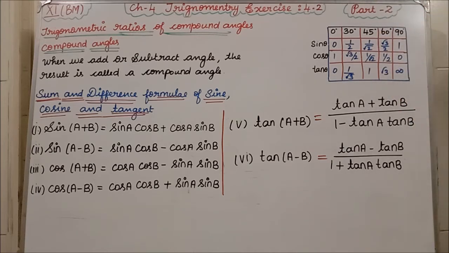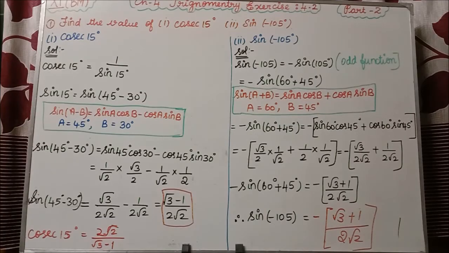You should not have to write it out and say it. If I say tan 45 degree, what do you have to say immediately? You have to say 1. If I say sine 90 degree, you have to say 1. Clear? If I say cos 30 degree, immediately what do you have to say? Root 3 by 2 you have to say. Clear, students? Now we'll enter into exercise 4.2. This is the first question in exercise 4.2. See the question. Find the value of cosecant 15 degree, and the second subdivision is sine minus 105 degree.